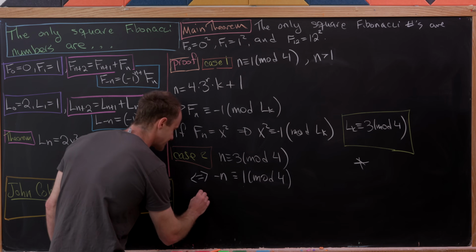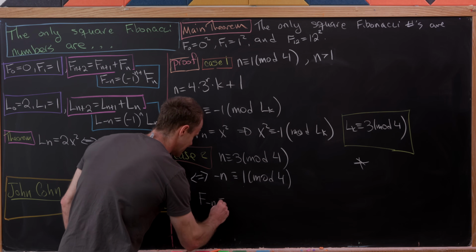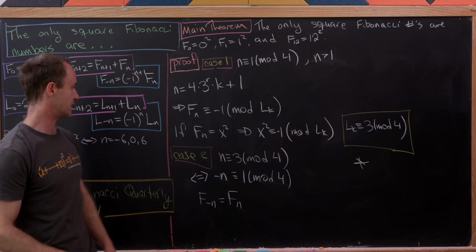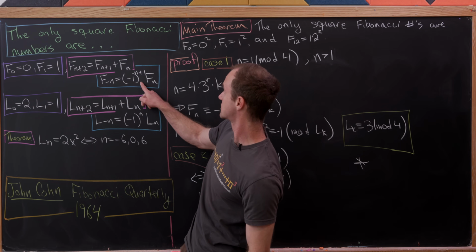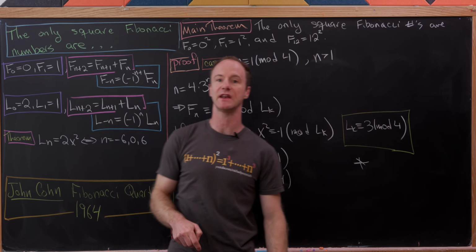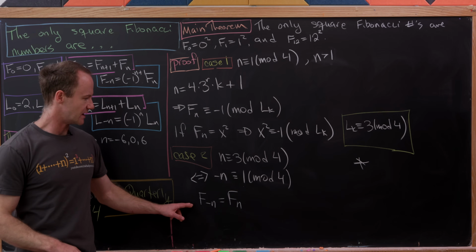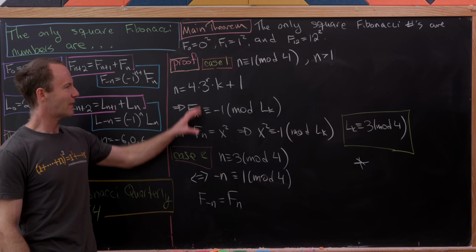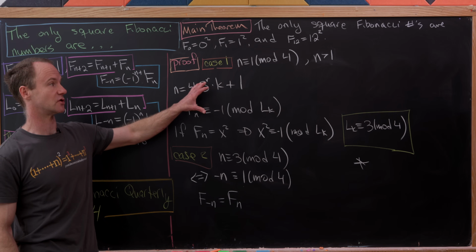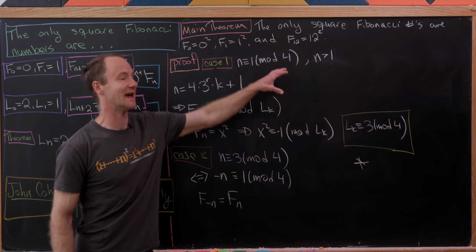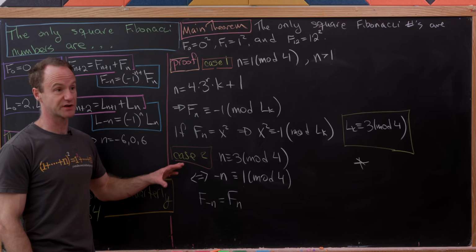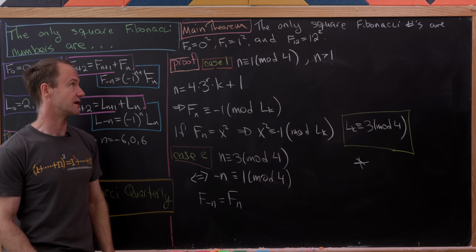Okay, but now let's look at f sub minus n, which in this case is the same thing as f sub n, because of this rule right here, we have an even exponent. But now f sub minus n cannot be a perfect square by kind of a bootstrapping of this result right here towards negative numbers. But that means that f sub n cannot be a perfect square. So that wraps up all of the odd numbers.